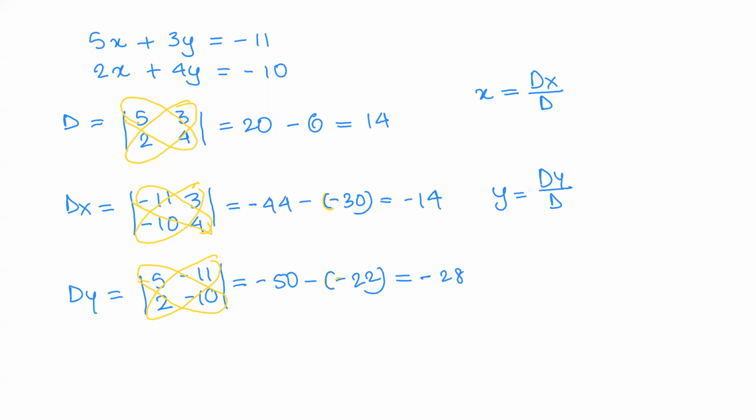तो ये difference of cross product निकालने के बाद, now getting the values of x and y is very easy. x क्या हो जाएगा? dx upon d. That is -14 on 14, which equals -1. And then for the value of y, it is dy on d. That's -28 upon 14, which is equal to -2. So x is equal to -1 and y is equal to -2.